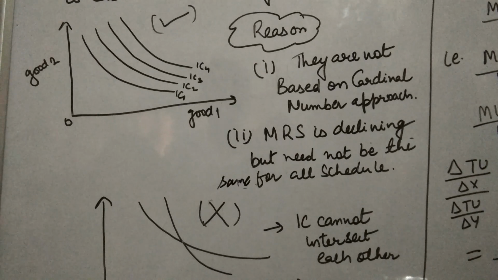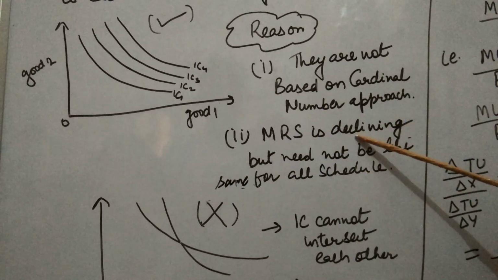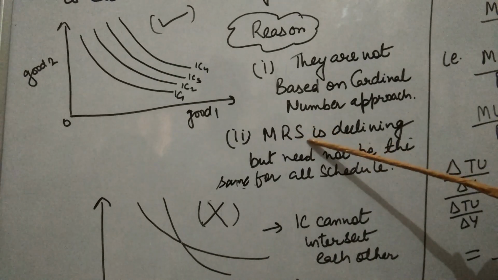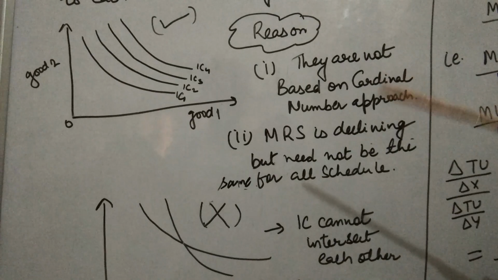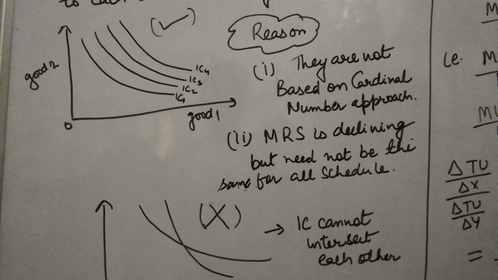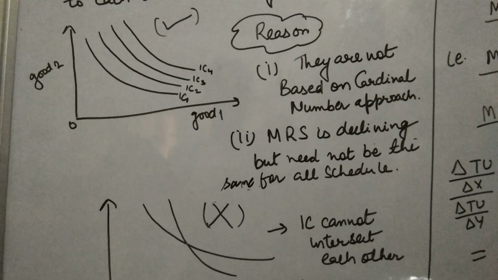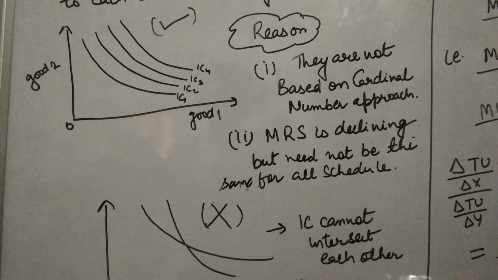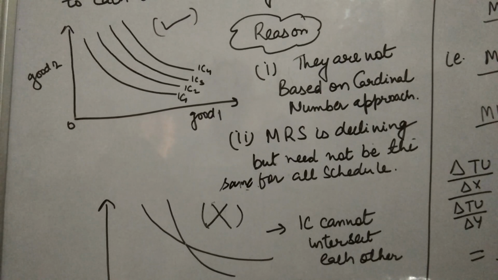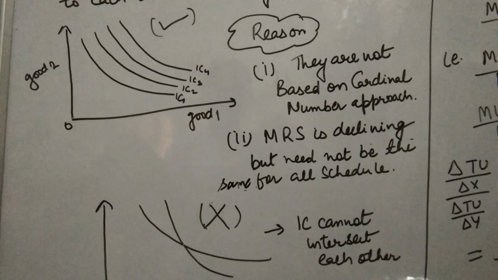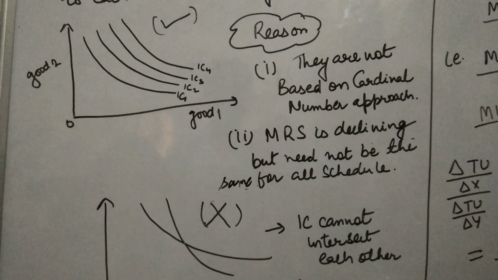The second and the most important reason behind this point is that MRS is declining. MRS, the marginal rate of substitution, is the slope of IC. It is declining. We are aware that MRS will diminish, but it need not be the same for all the combinations in this schedule. This means MRS is declining, but it is not necessary that MRS declines at the same constant rate. Therefore, this point is justified here.